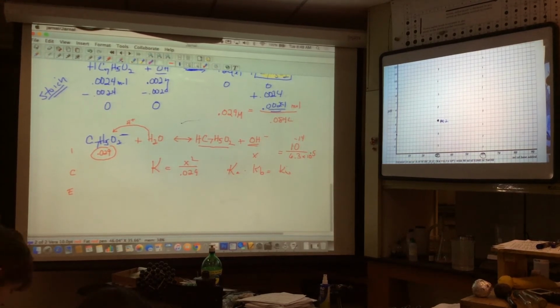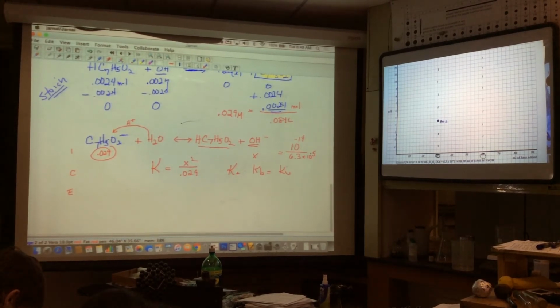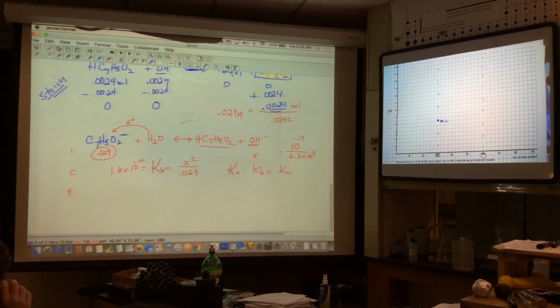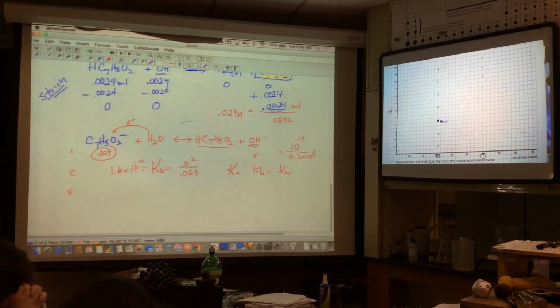So I do second function e to the negative 14 divided by 6.3, second function e to the negative 5. Okay, so I get my Kb to be 1.6 times 10 to the negative 10. Let's solve that. Times that, of course, by 0.029. Take the square root. I feel like we've done this a million times. It's the same thing.